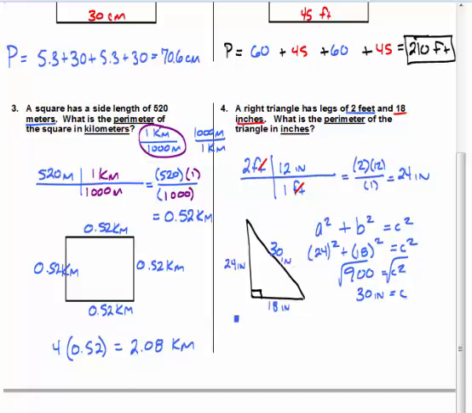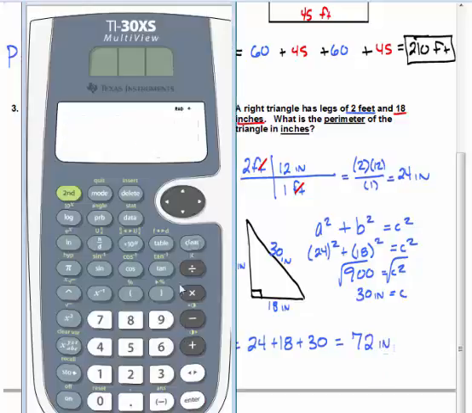And now I have what I need to find the perimeter. So the perimeter is equal to 24 plus 18 plus 30. So that would be, let's see here, 34, 42, so 72 inches. Again, if you wanted to, you could validate that just by saying 24 plus 18 plus 30. 72 inches.